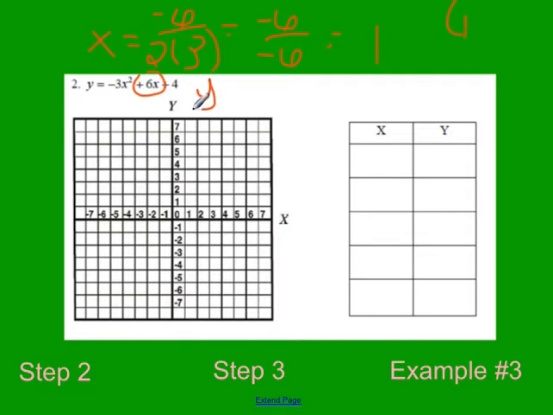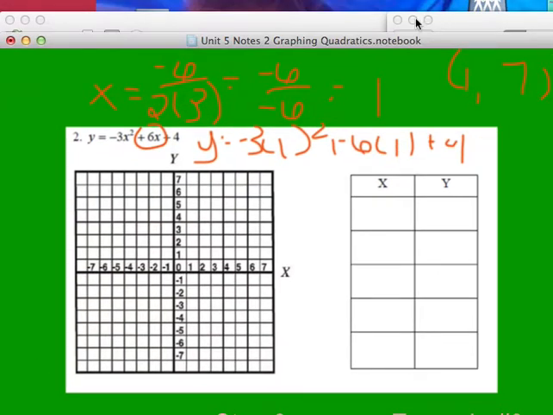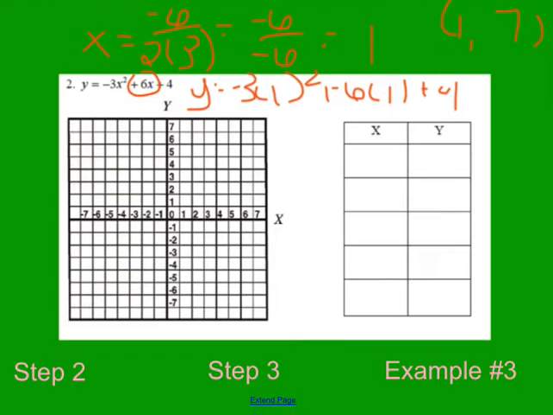Now we want to get the y-coordinate, so I'm going to plug in 1 wherever I see an x. Notice again that I'm using those parentheses. When you plug it into your calculator, you end up getting 7. So (1, 7) is the vertex.